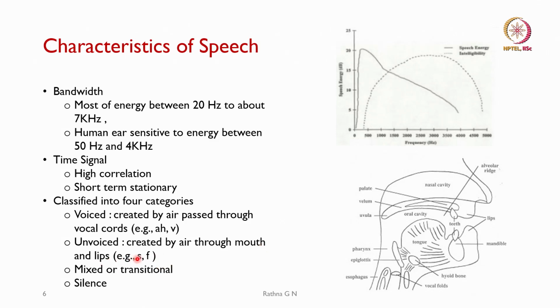Examples are S, F. You can feel, when you are pronouncing it, how the air is passing through your mouth as well as through the lips. The other one is mixed or transitional, in between, and the other part is silence. If nobody is speaking, we say that is the silence zone. So, these are the 4 categories one can classify the speech into.